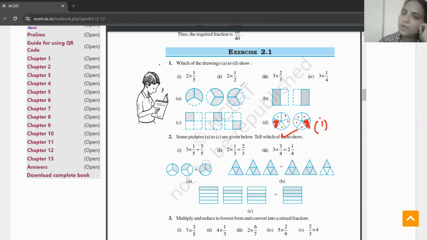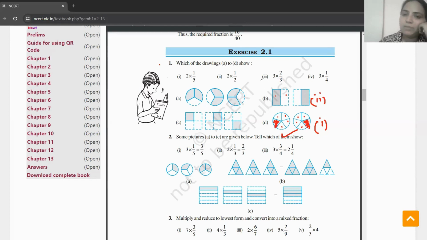Next, twice 1 by 2. So out of 2, 1 should be selected and the model should be repeated 2 times. Like in the B case, there are 2 parts of one given thing. Half of it is selected and the model repeated twice. So this is the second part. Clear or not?